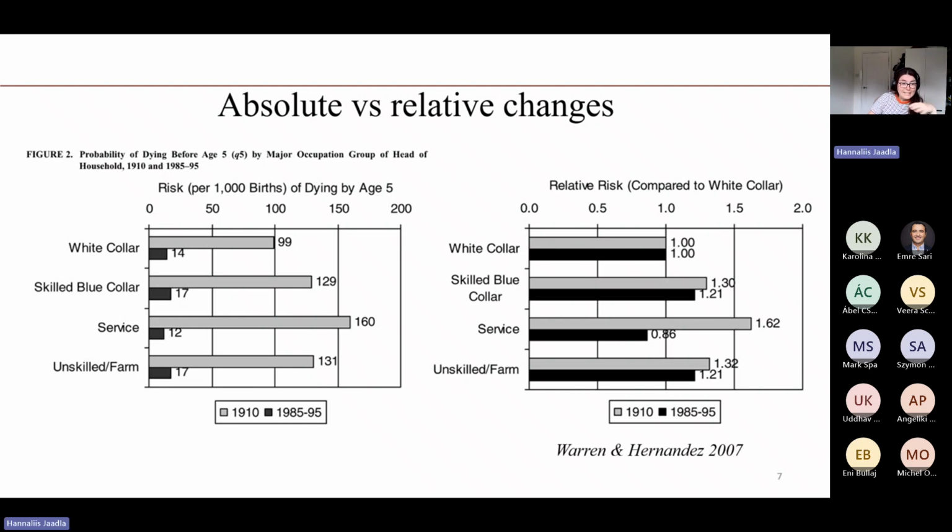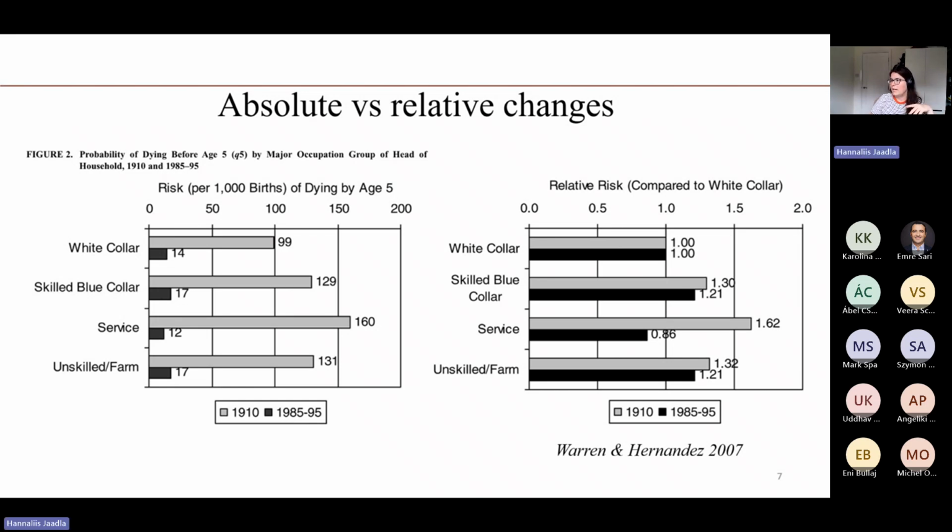So in any case, the general pattern of this study was showing that there were modest declines in the relative inequalities in SES disparities in child mortality, whereas there were large declines in absolute levels over this time period. So having these two different aspects helps you understand the process in much more detail.